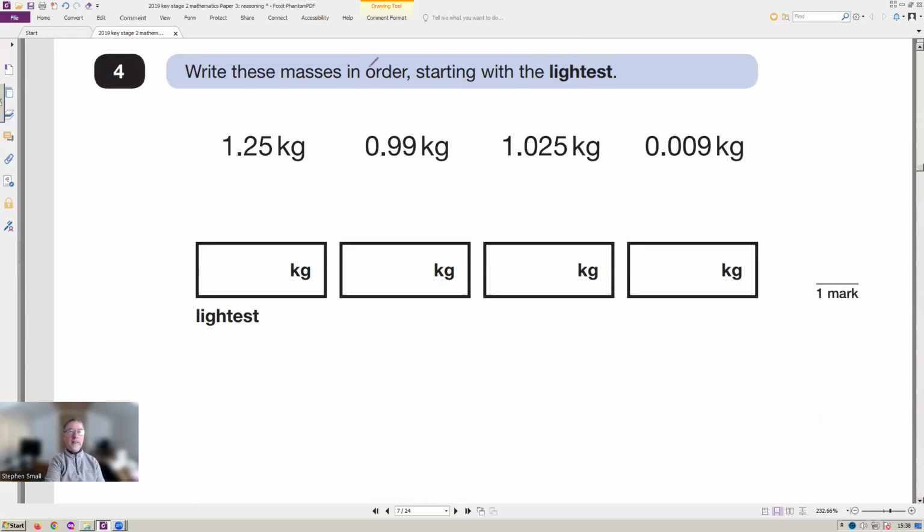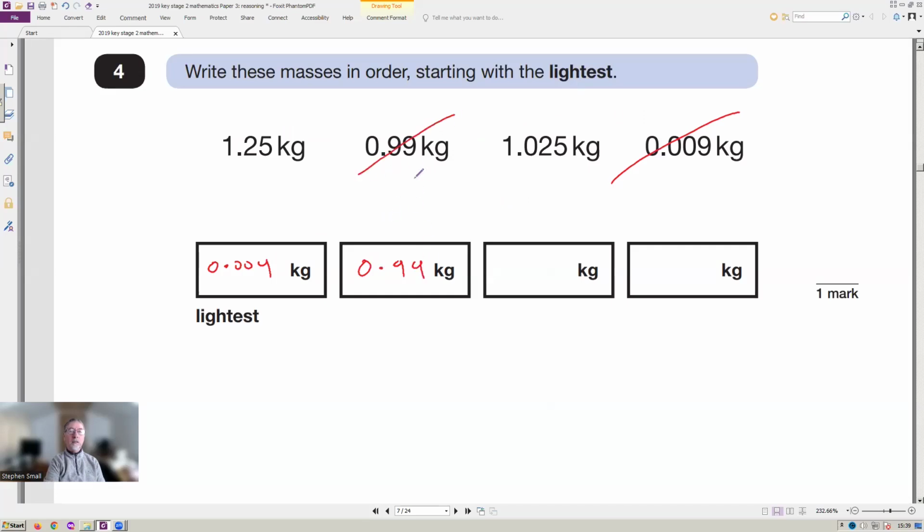Write these masses in order, starting with the lightest. Well, let's identify the lightest. It's not anything with a 1 kilogram something there. There are only 2 which are less than a kilogram. That's nearly a kilogram, 0.99. This is the lightest, so we've got to put the values in. 0.9 goes in there, and I always like to cross them out. The next smallest one is still the one less than a kilogram.